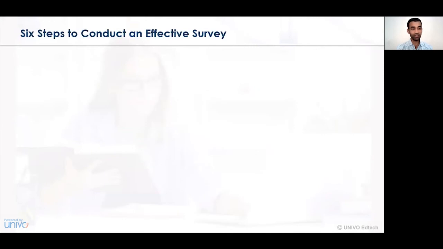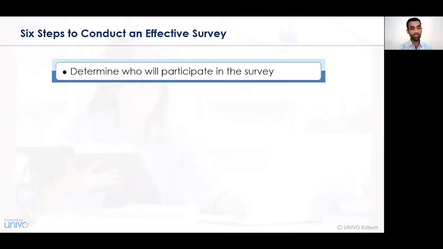Now let us understand the various 6 steps to conduct an effective survey. Number one is determining who will participate in the survey. So it is very essential to determine who will be participating in our surveys, and accordingly the survey should be circulated and forwarded to only those participants.